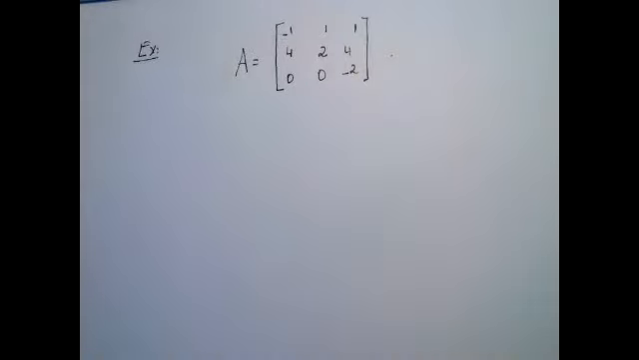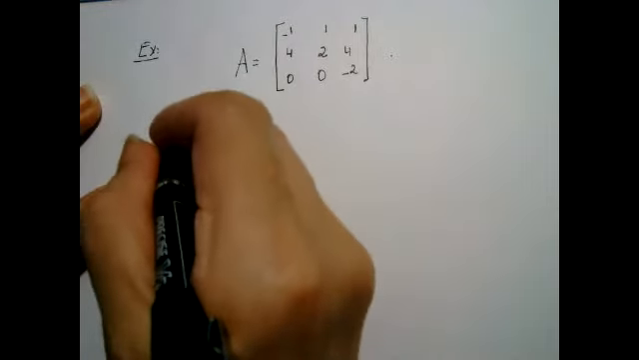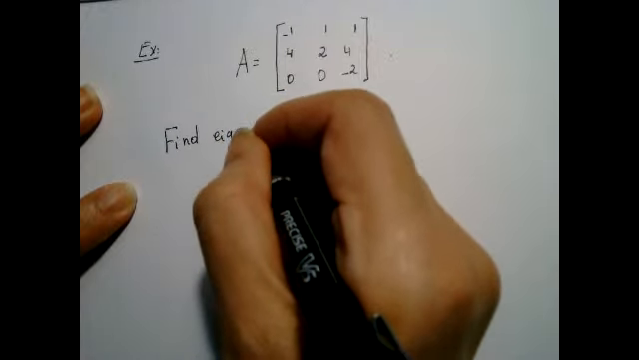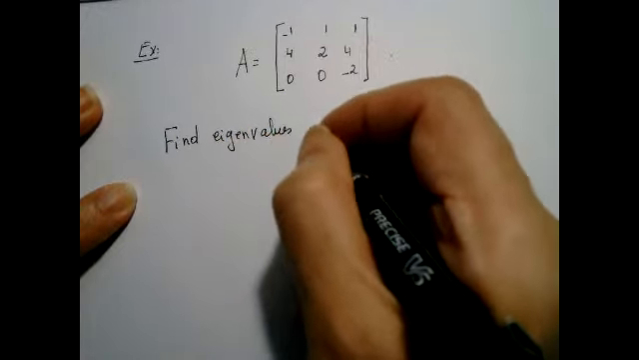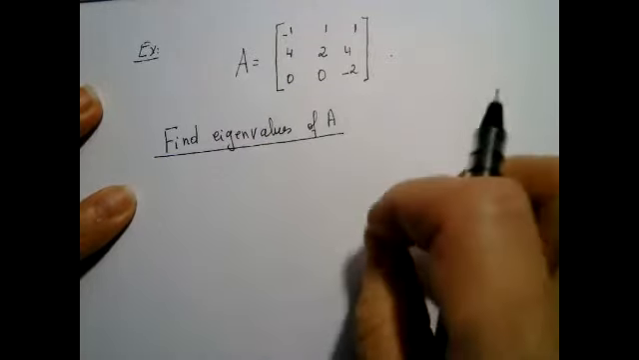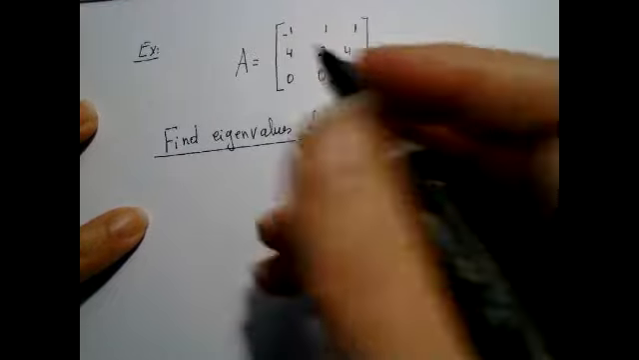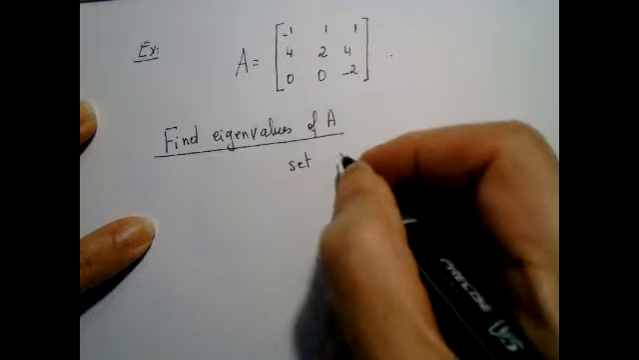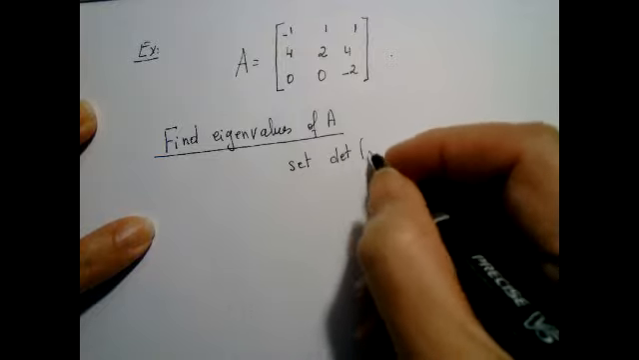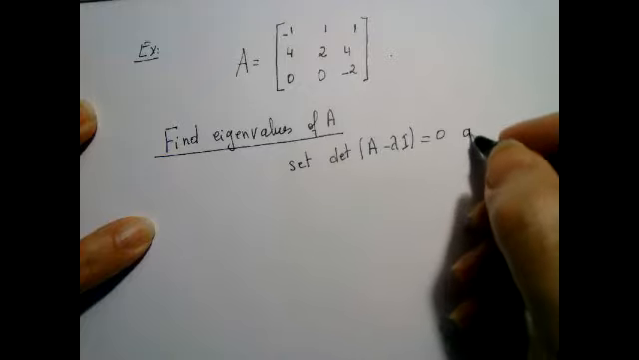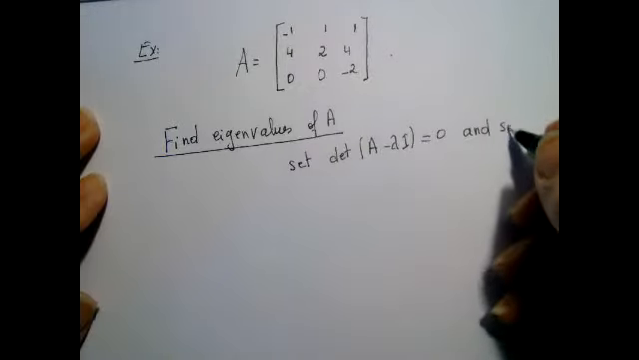Okay, I'm going to do the whole problem now. Question number 1 is find the eigenvalues of A. Eigenvalues of A means we want to look for the scalars for which we can have vectors that are stretched by the scalars. Find the eigenvalues. Now let's remember, how do we find the eigenvalues? To find the eigenvalues, we set the determinant of A minus lambda I equal to 0, and we solve for lambda.